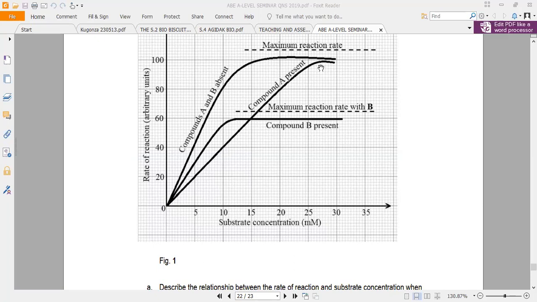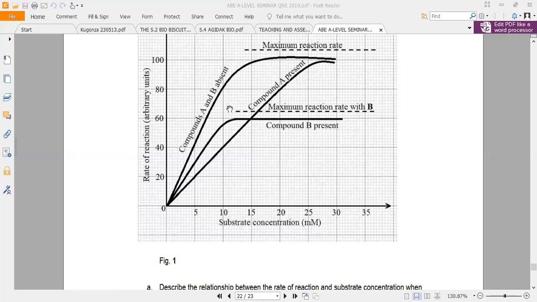Why maximum? Because it remains there afterwards. Then as substrate concentration increases from 27 to 30 mm, the rate of reaction remains almost constant. Now, when do we use the word almost? And when do we not use the word almost?